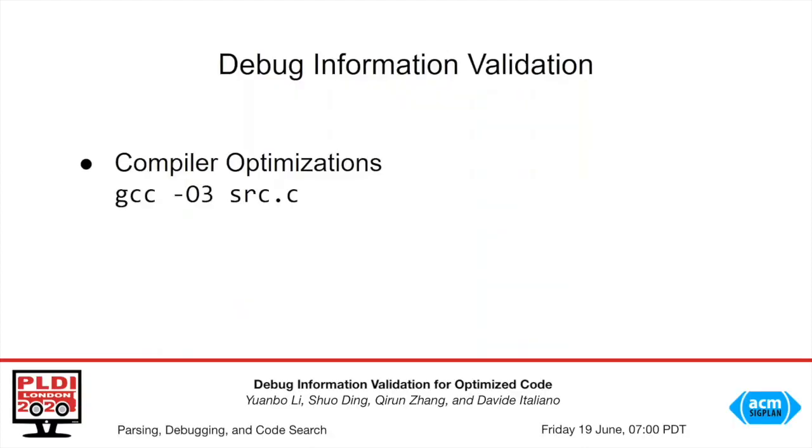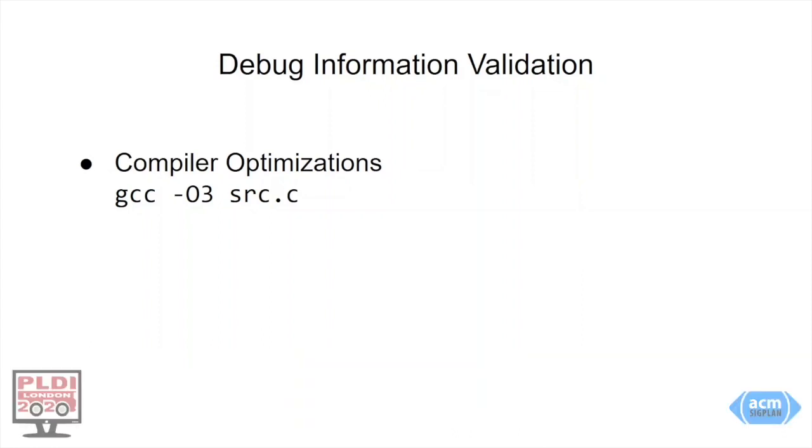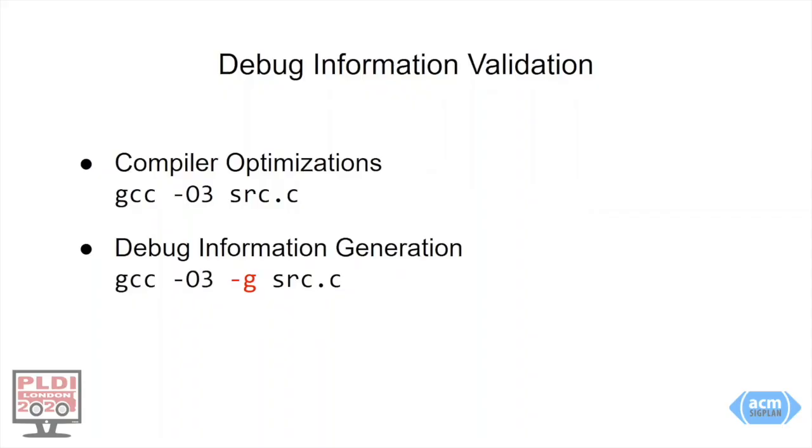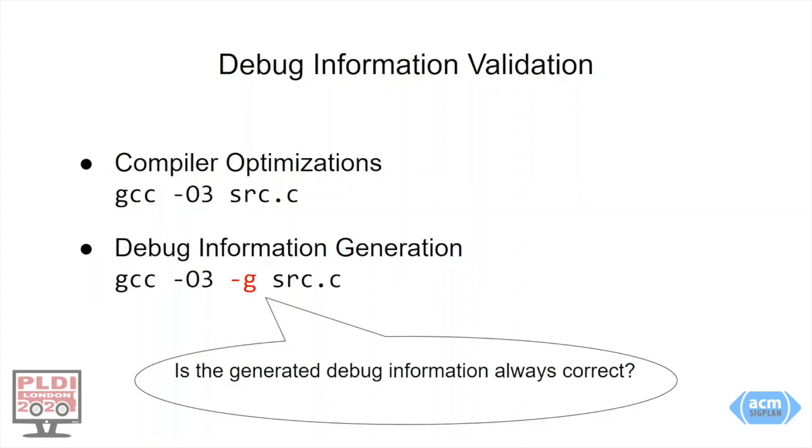Modern software is often compiled with optimizations, and we often want to debug the optimized program. For example, in GCC, we can use the -g flag to generate the debug information. However, is the generated debug information always correct? Unfortunately, the answer is no, because compiler optimizations may affect debug information generation.